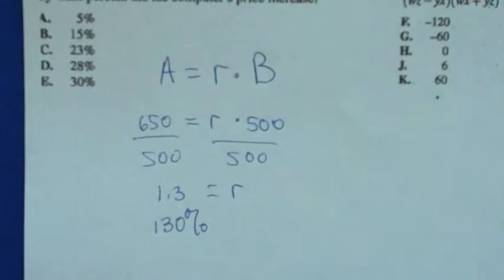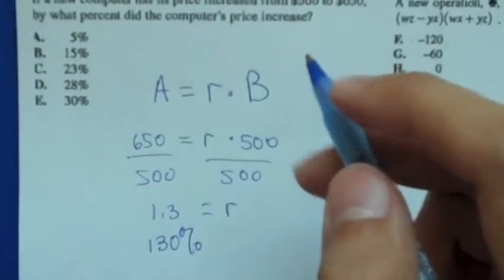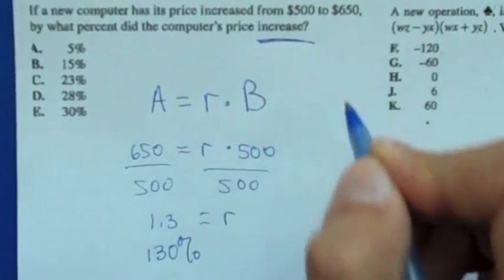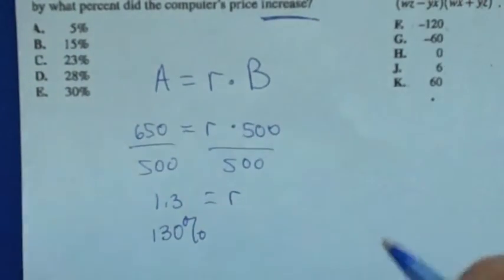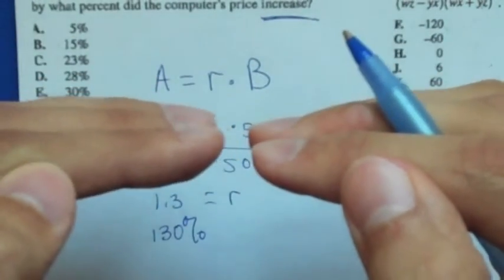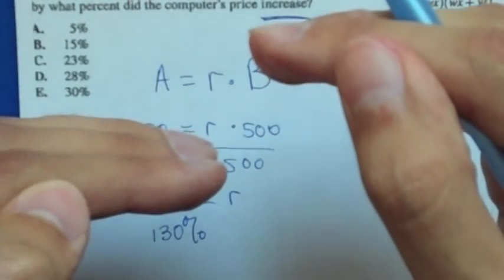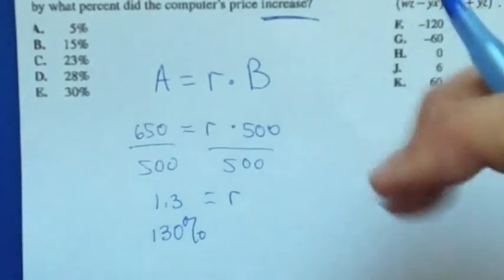Well, if that just said what percent, we'd be done. It said what is the percent increase though? Or by what percent did the price increase? Well, remember, if something doesn't change, it's still at 100%. If we're up to 130%, that means we went up 30%.